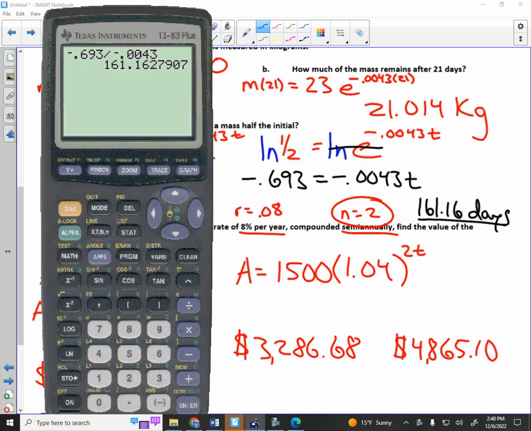No, you press e. You want to press natural log of 1/2. Natural log of 1/2. Oh, it's because I clicked second. Yep. It's fine to put the 1/6. I prefer the decimal. Any question on that?